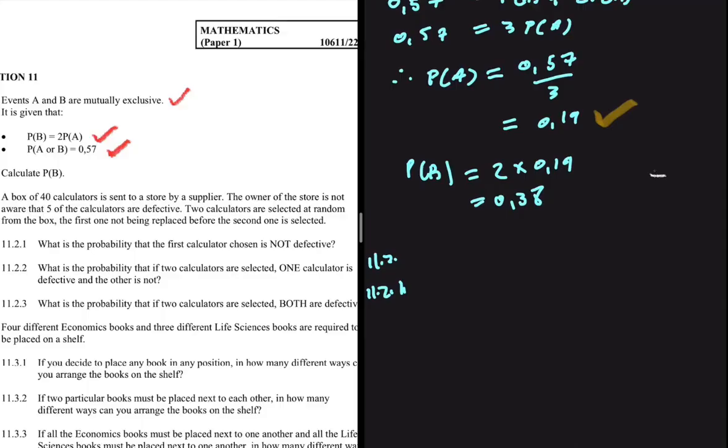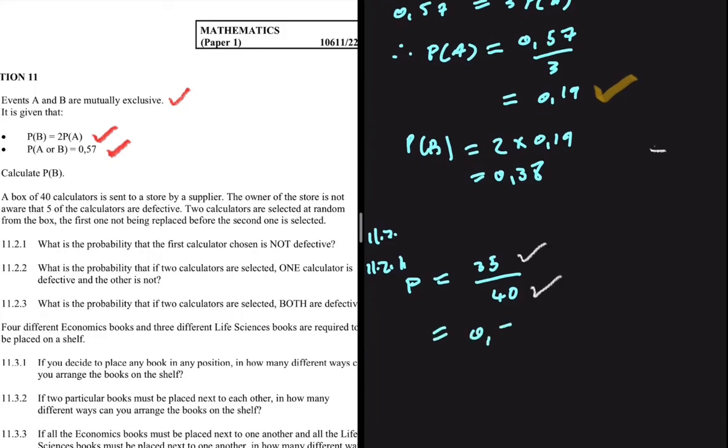Right, so this is actually easy to compute. The probability will be equal to how many calculators do we have? We have 40 calculators. And then how many calculators do we have that are not defective? That is 35, because only 5 calculators are defective. So it means that the remaining 35 are not defective. So the probability of picking a calculator that is not defective will be equal to the number of calculators that are not defective divided by the total number of calculators. And this will be equal to 0.88. The answer to 11.2.1.